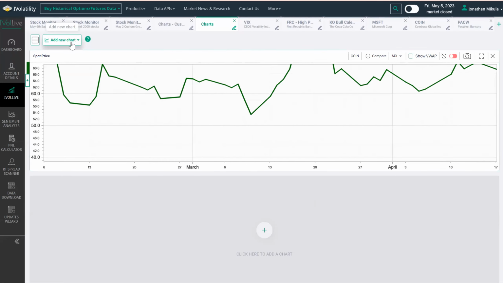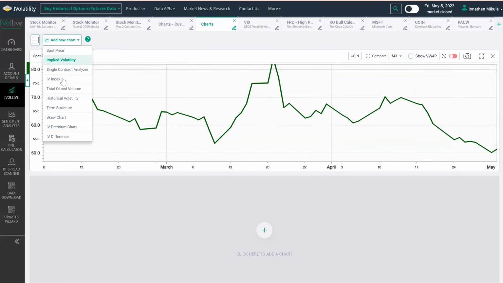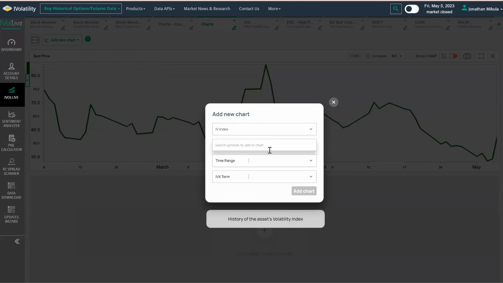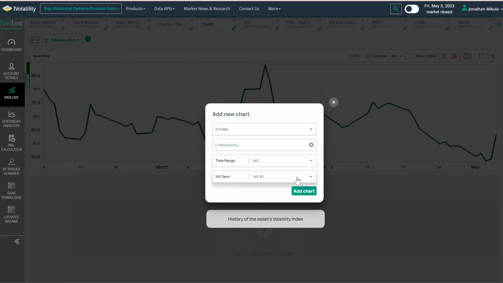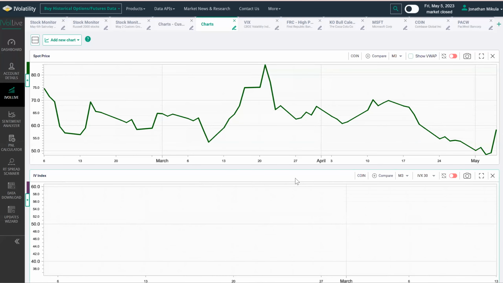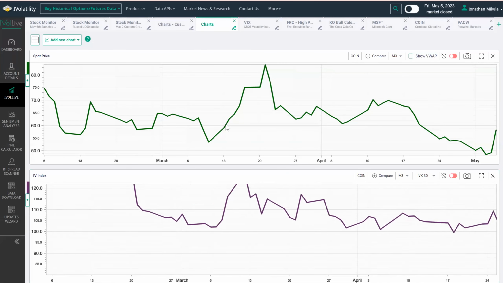And then what we could do is add another chart for its IVX. So what we're doing here is we're creating that custom fear gauge, because this is going to show us, always make sure, same time range, so it's apples to apples. These are all the different terms we have available. Again, if you're a short-term trader, you could do IVX 70. If you're a long-term trader, you could do IVX 1080. That'd be over 1,000 days from now. And then here we go.